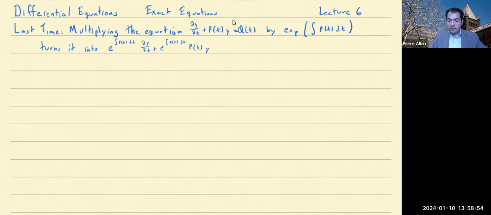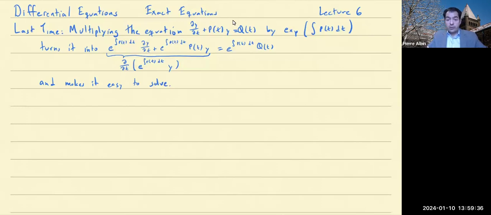times p(t)y is equal to e to the integral of p(t) dt times q(t), and this left-hand side is d/dt of a single function, namely e to the integral of p(t) dt times y. Right? And because this left-hand side has become the derivative of a single function, the equation is now really easy to solve. At least in principle, because all you need to do is integrate both sides of the equation with respect to t.